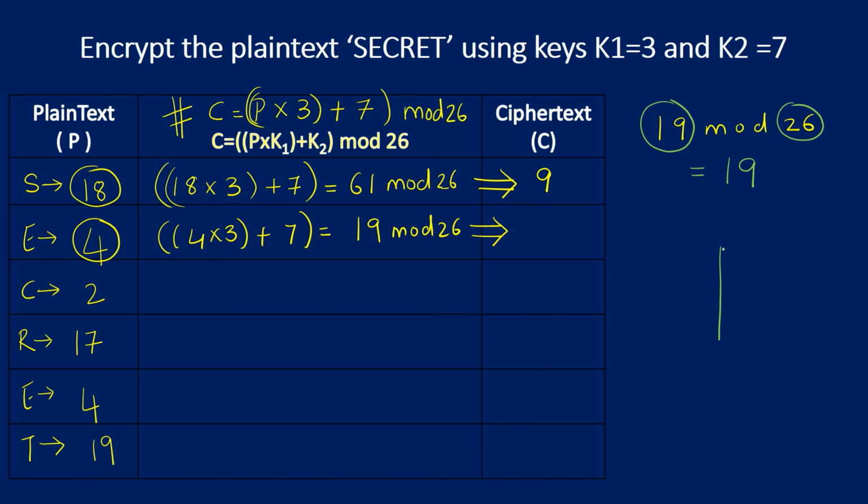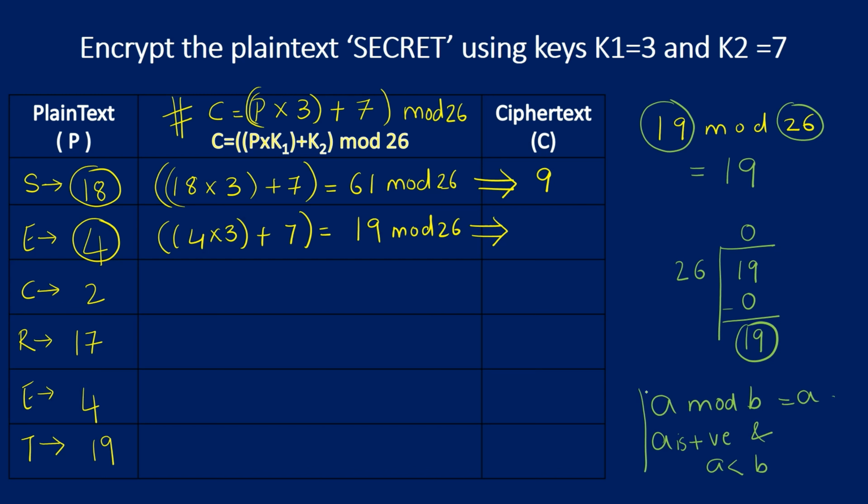Even if you do the division of 19 divided by 26, 26 zeros are 0 and the remainder is 19. Therefore 19 mod 26 is 19. Whenever you are doing A mod B, and A is positive and A is less than B, then A mod B continues to be A. So keep this in mind. In this case 19 mod 26, we got 19.